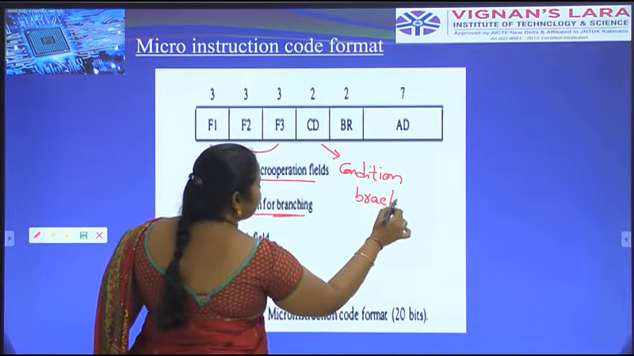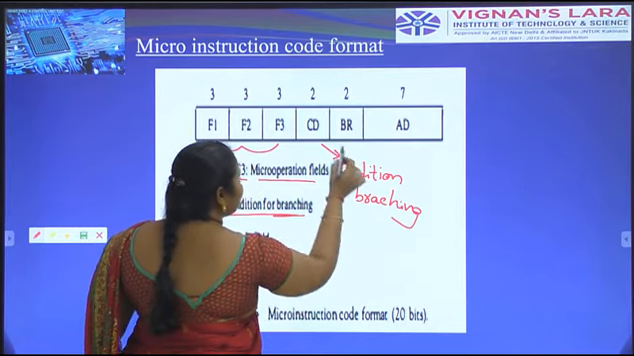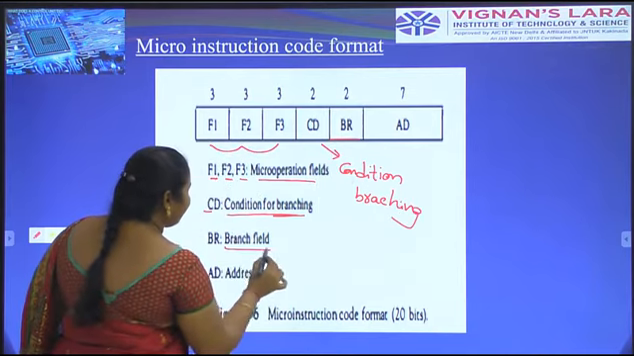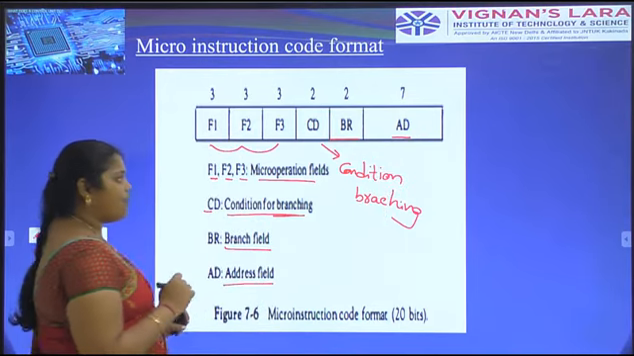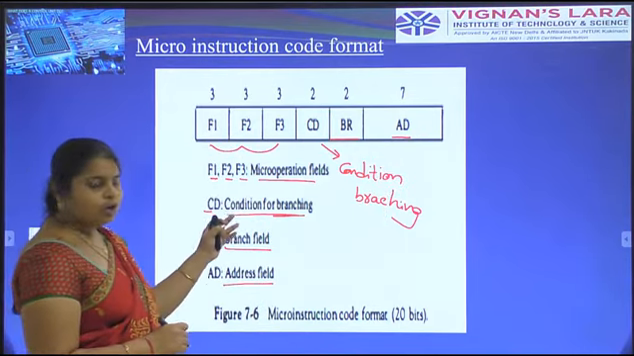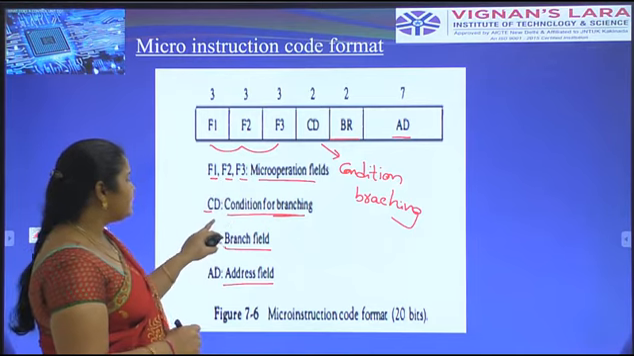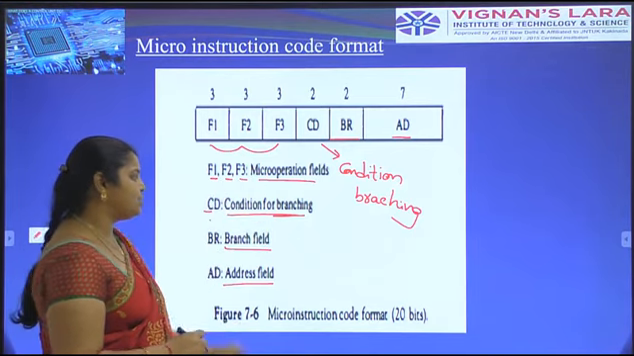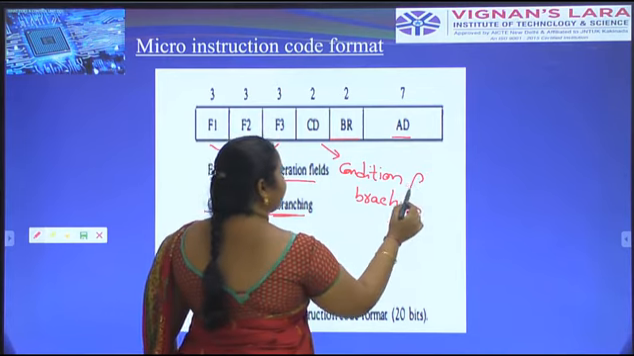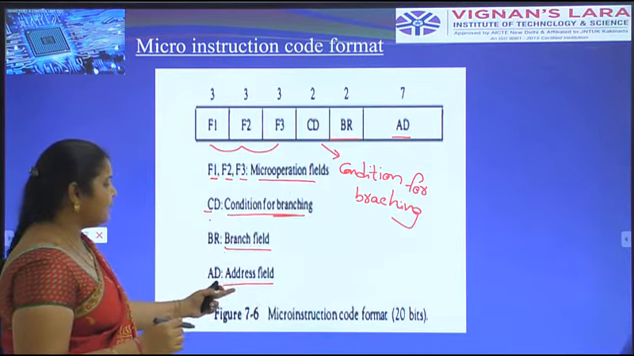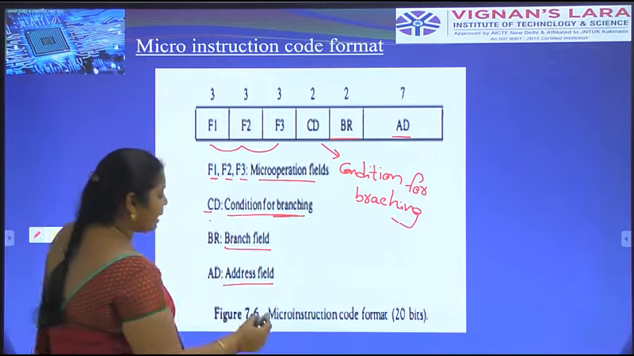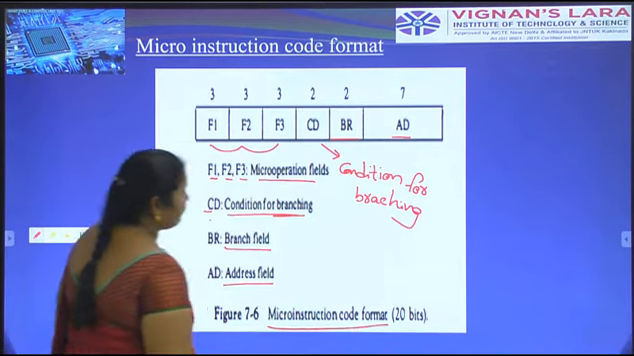CD is nothing but condition for branching. Here BR means branch field and AD means address field. These are the 6 types of fields. Fields 1, 2, 3 are the micro operation fields. CD means condition for branching. BR means branch field. AD means address field. These are the micro operation instruction code format.